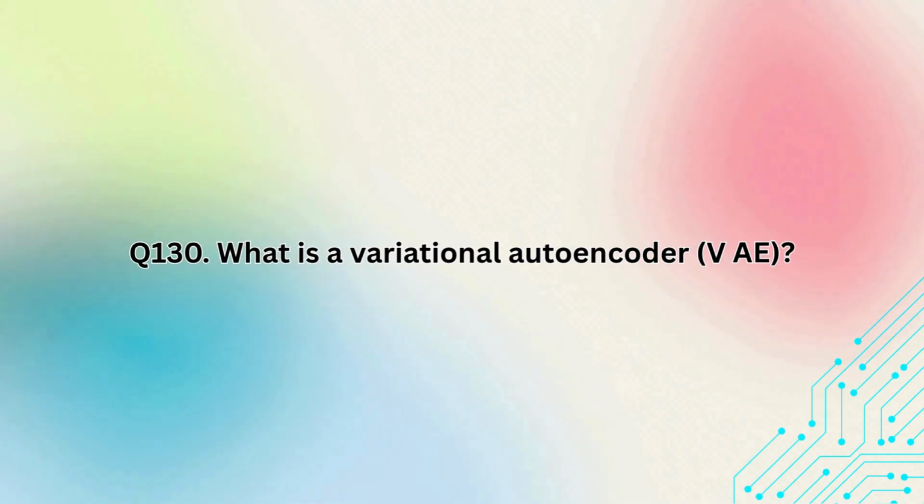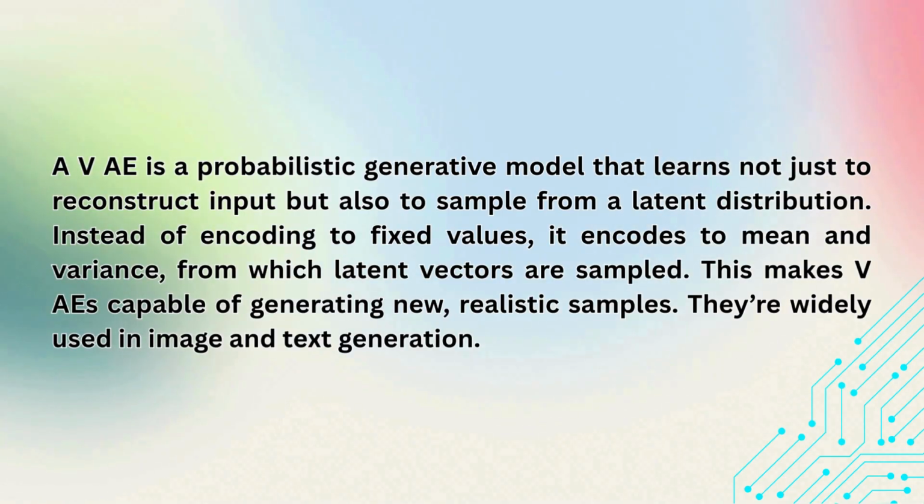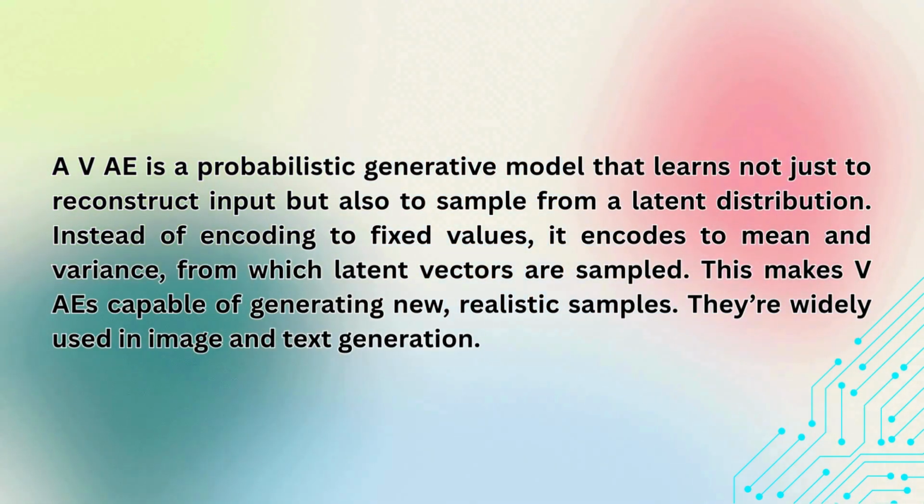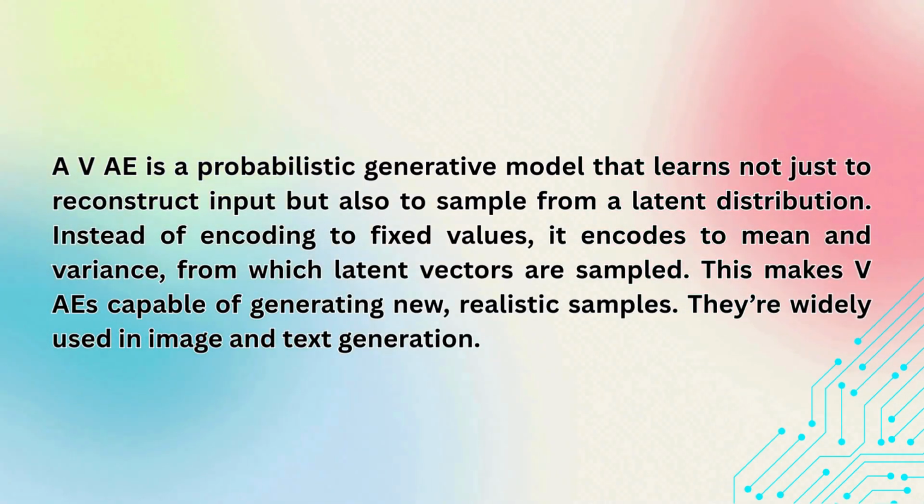What is a variational autoencoder, VAE? A VAE is a probabilistic generative model that learns not just to reconstruct input, but also to sample from a latent distribution. Instead of encoding to fixed values, it encodes to mean and variance from which latent vectors are sampled. This makes VAEs capable of generating new realistic samples. They're widely used in image and text generation.